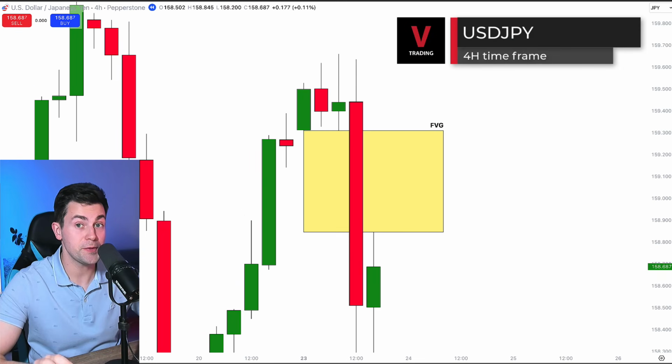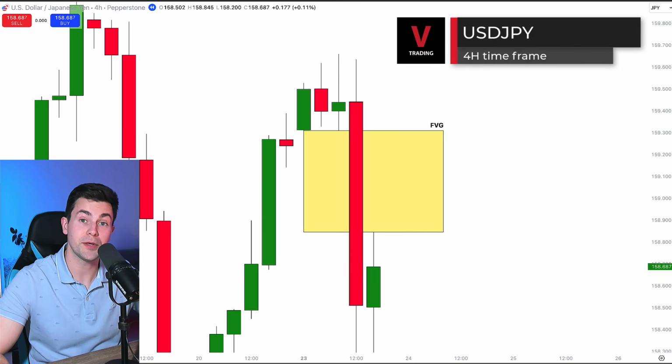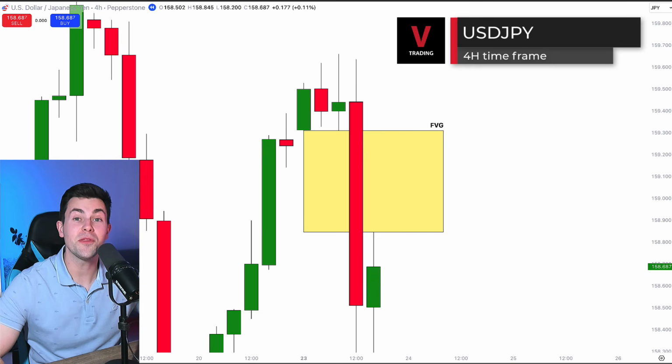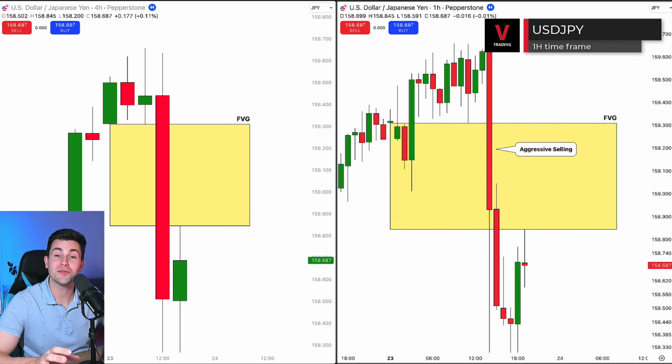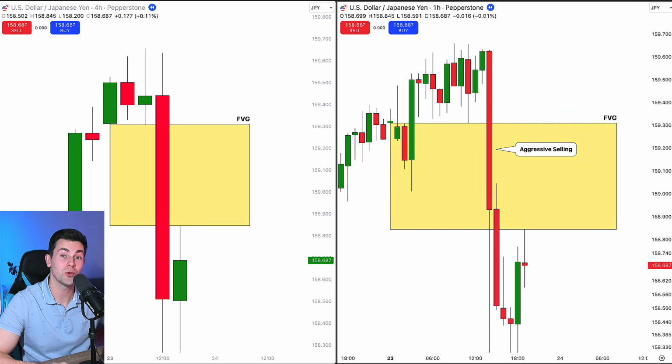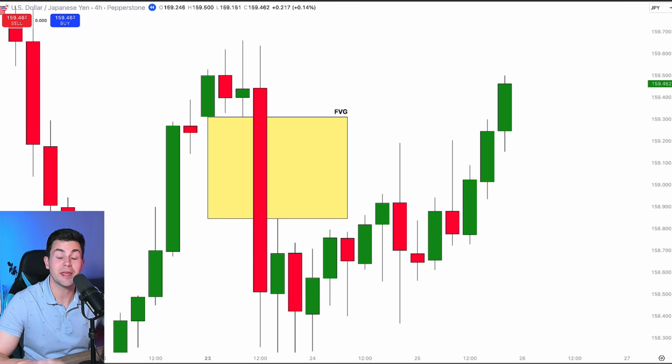Look at this bearish fair value gap on a dollar-yen pair on a 4-hour time frame. From a 3-candle model perspective, it is a valid fair value gap, but let's confirm that with lower time frame analysis. The hourly time frame analysis confirms inefficiency and aggressive selling. Most of the price levels within that zone were not traded by the buyers. So this bearish fair value gap is valid, and you can see that the market successfully filled that.